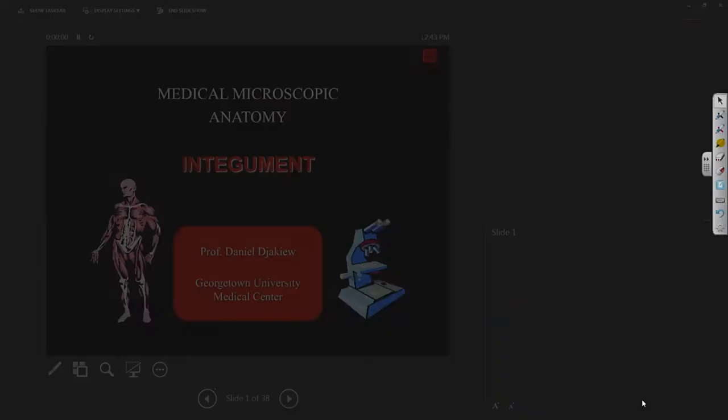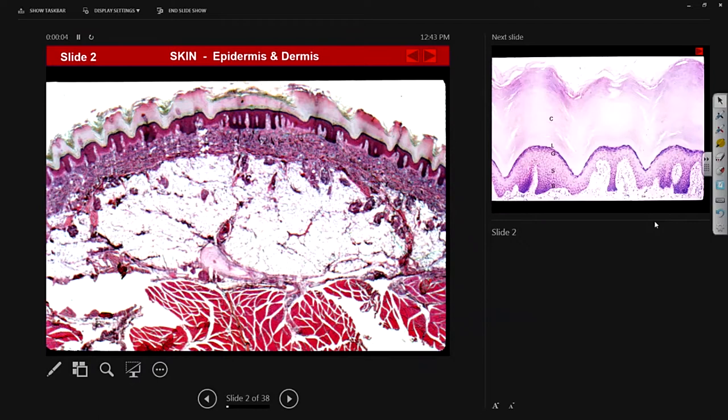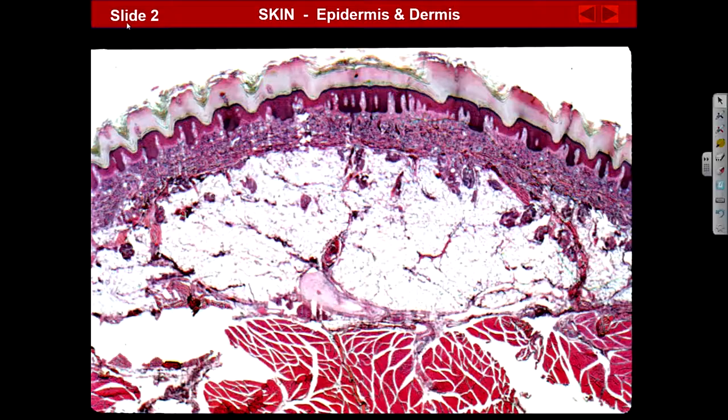Okay. So the lab. If we look at a section through skin, this is thick skin. You can see, here's the epidermis, these layers here. The darker purple is the living cell layers. And then we have the corneum and the lucidum. This is the lucidum and the corneum of this thick skin.